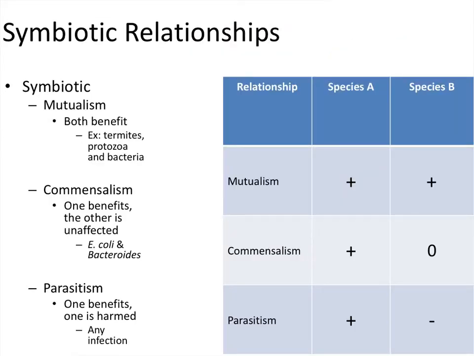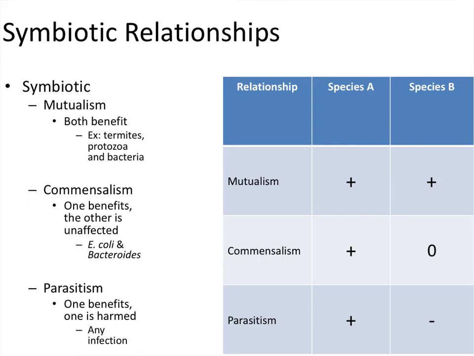Within the category of symbiotic relationships, there are three main varieties. There's mutualism, commensalism, and parasitism. With mutualism, this is a relationship where two or more organisms interact and both of them benefit. Additionally, at least one of them requires that relationship to stay alive.